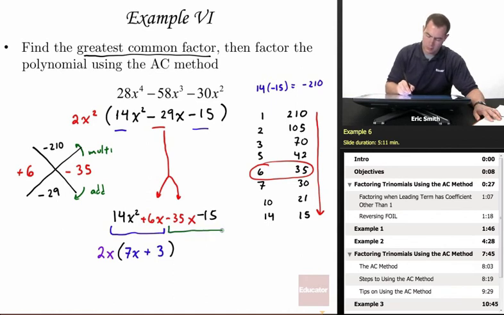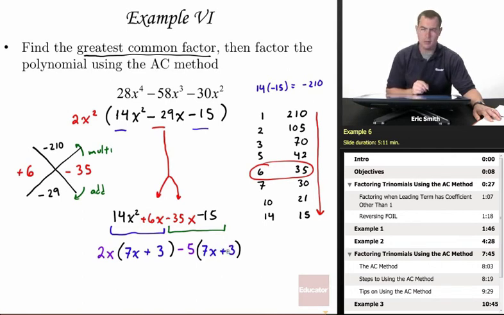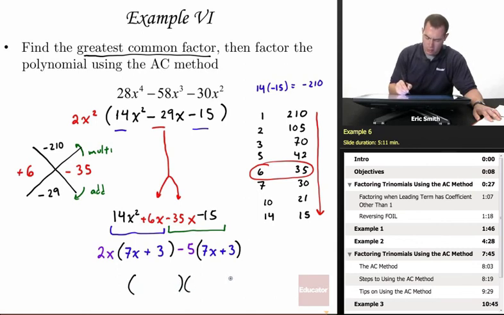Looking at the next two numbers. These ones, we can pull out a negative 5. That would leave us with a 7x and a plus 3. Okay, looking pretty good. Now I can grab my two binomials and almost be done. So they have a 7x plus 3 in common. And then there would be a 2x minus 5 left over.